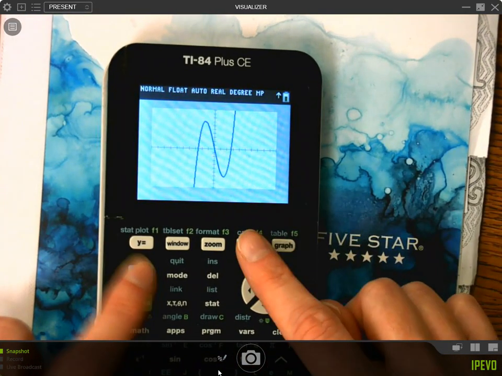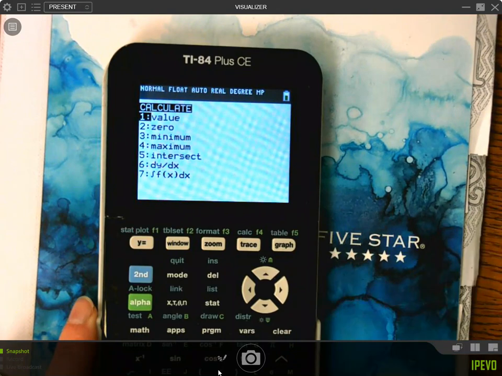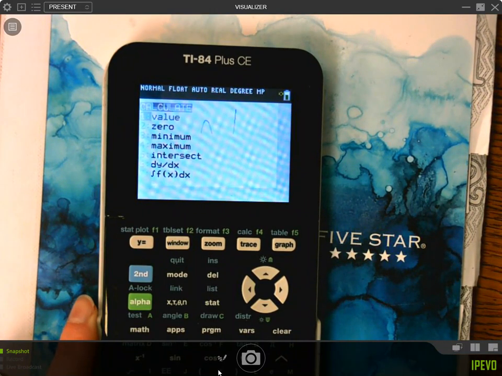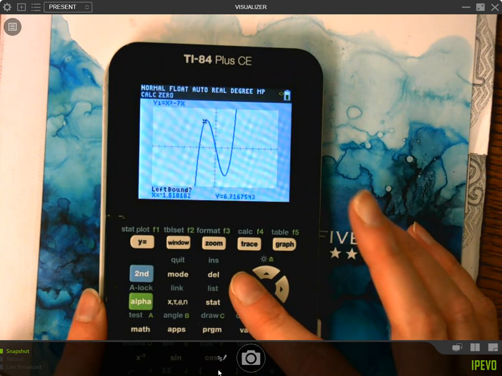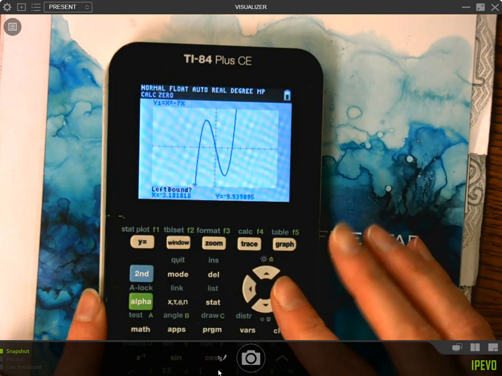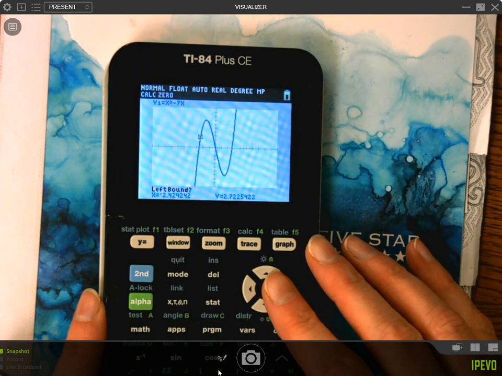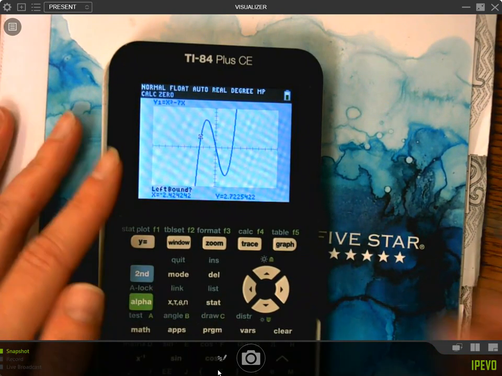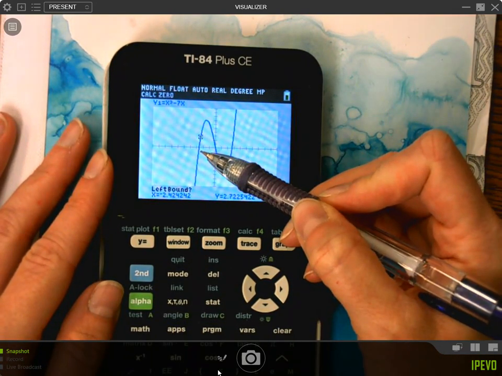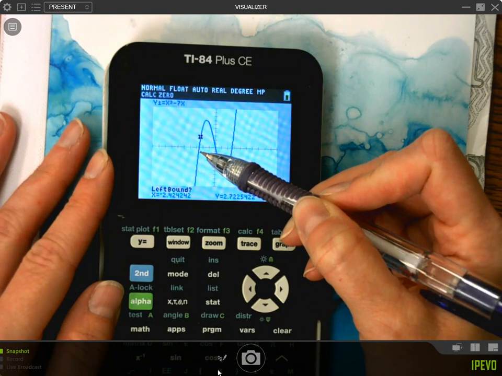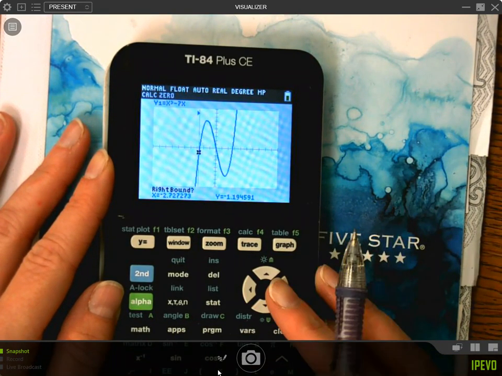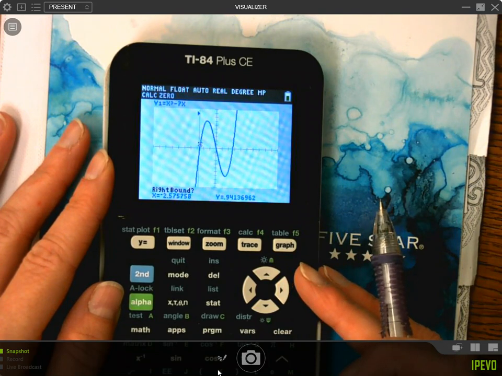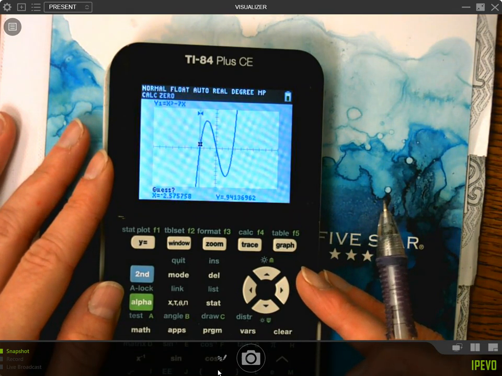So if we go second calc and say I'm looking for a 0, so number 2. And then we have to move our cursor until it's a little to the left. So I think that my 0 is right here. So a little to the left is going to have to be down here because that'll be an x value that's less. So we'll go here, hit enter, move it so that you're to the right of it, hit enter for a guess.